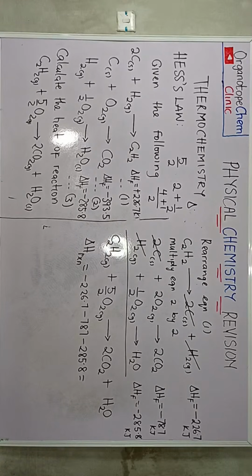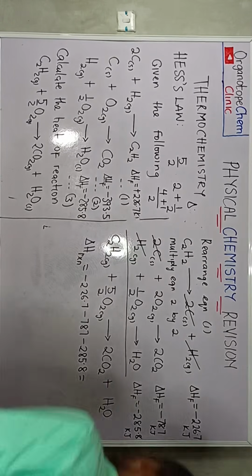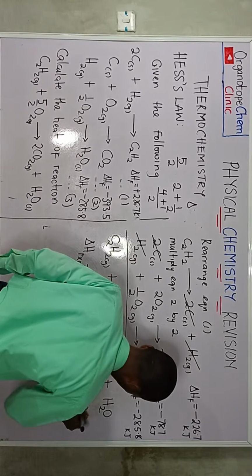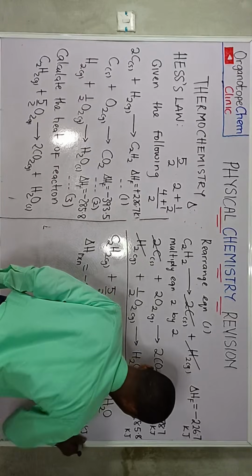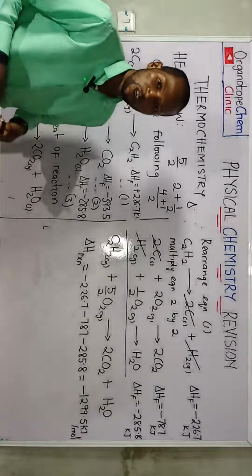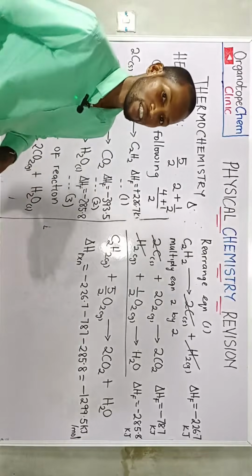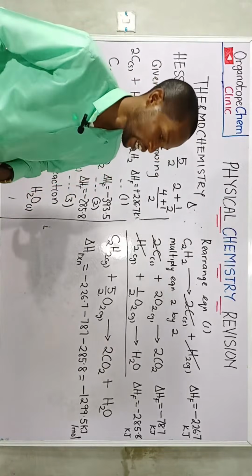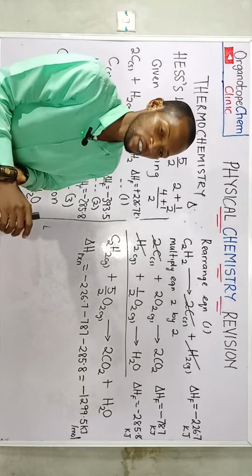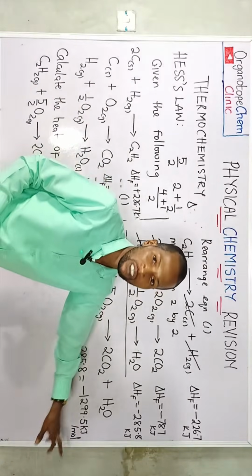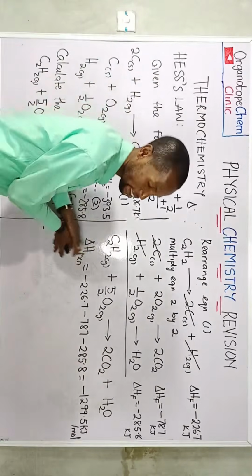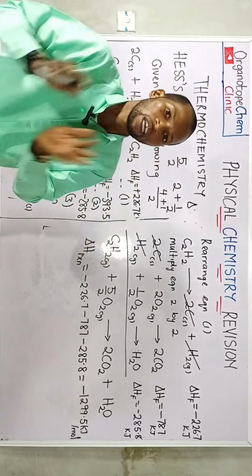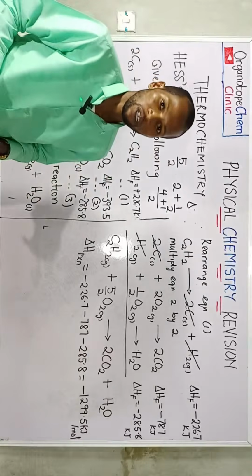All right, it is correct. Minus 1,299.5. So we have minus 1,299.5 kilojoule per mole. Okay, so I believe we have Yoruba guys there. When they say kilojoule, what do I expect them to say? Kilojoule per mole is the unit of what? The enthalpy right here. So we've been able to justify this by following what? Hess's law, okay?